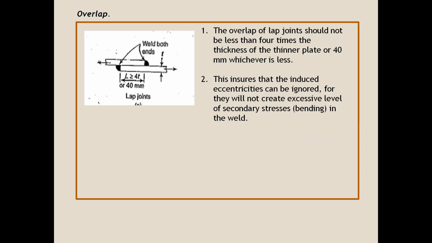The overlap of a lap joint should not be less than 4 times the thickness of the thinner plate. Which plate has less thickness, you have to take the thickness of the thinner plate into 4. That is, not less than 4 times the thickness of the thinner plate, or 40 mm you have to maintain, whichever is less, for lapping length.